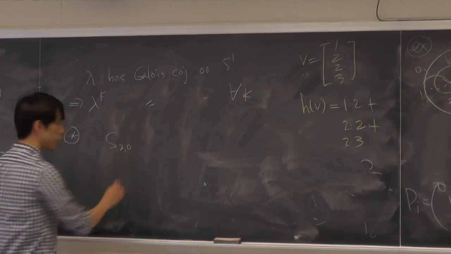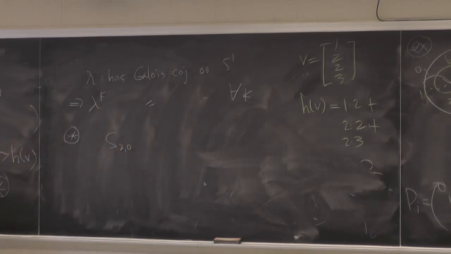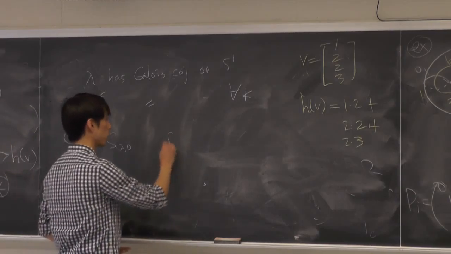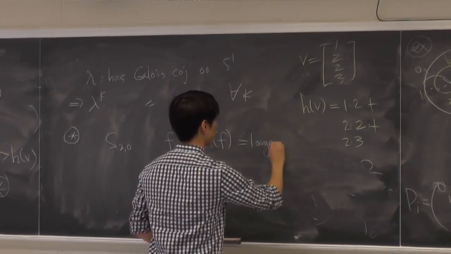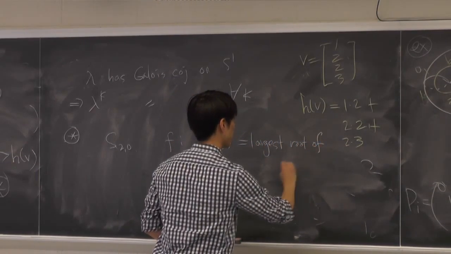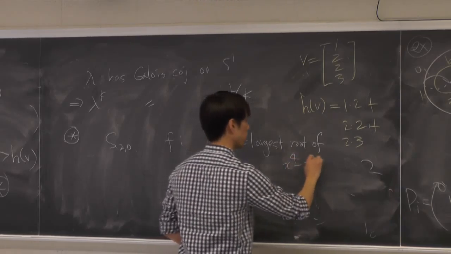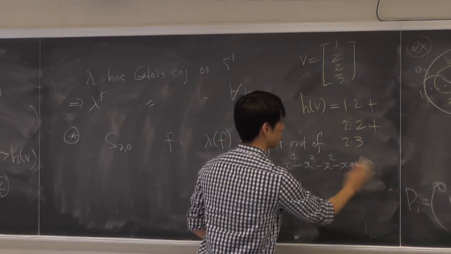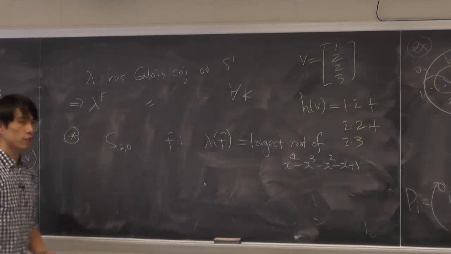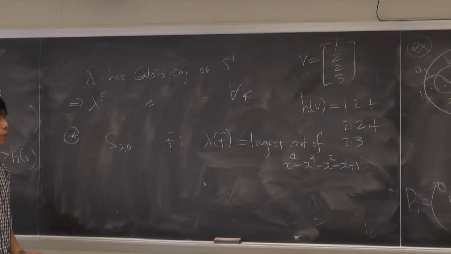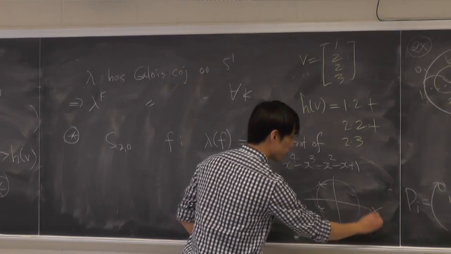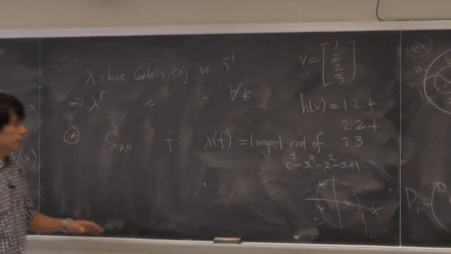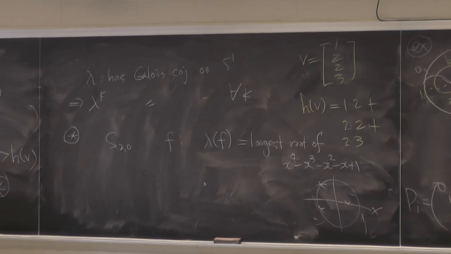On S_2, the closed surface of genus 2, there's a mapping class whose stretch factor is the largest root of this polynomial. It's a famous one, the smallest stretch factor on a closed surface of genus 2. And unfortunately its conjugates are on the unit circle, so it doesn't come from Penner's construction. Any power has a Galois conjugate on the unit circle.